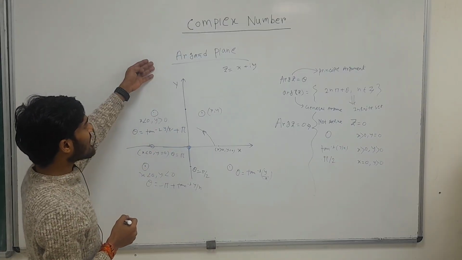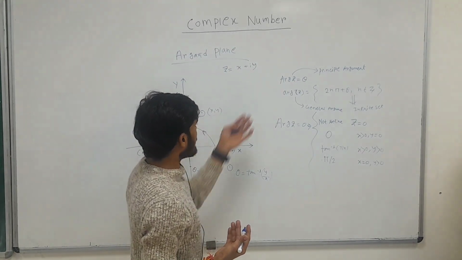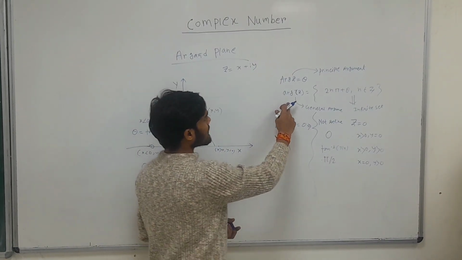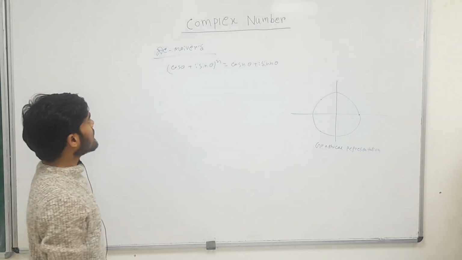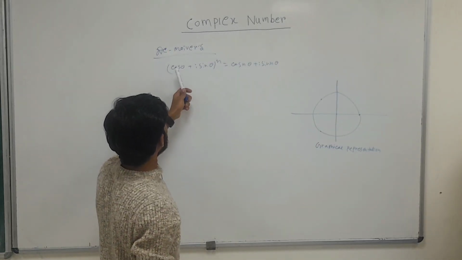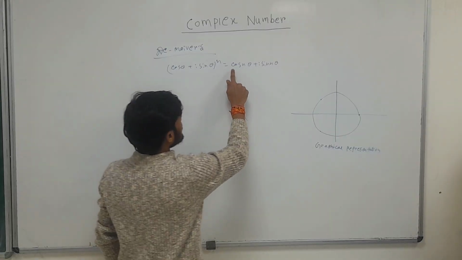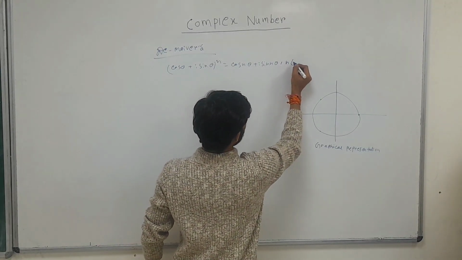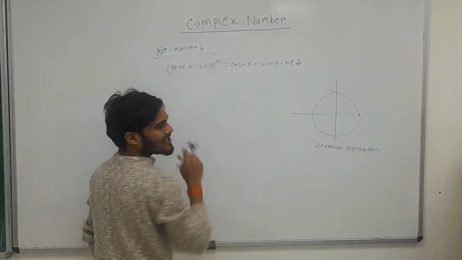Okay, so this is the plane, and we tried to find how to find the theta or argument of z. If you are able to find the principal argument of z, then you can easily find the general argument of z by adding 2n pi. Okay, now we will see De Moivre's theorem. If you have a complex number z is equal to x plus iy, and cos theta plus iota sin theta to the power n, then it will be cos of n theta plus iota sin of n theta, where n is any integer. So you just multiply the power n with theta.